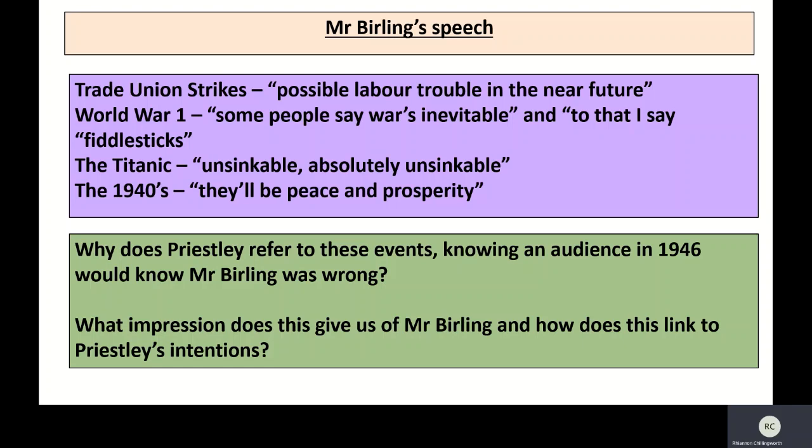So why then does Priestley refer to these events, knowing an audience in 1946 would know Mr Birling was wrong? What impression does this give us of Mr Birling, and how does this link to Priestley's intentions? So I'd like you to pause the video and have a go at answering those two questions, please.